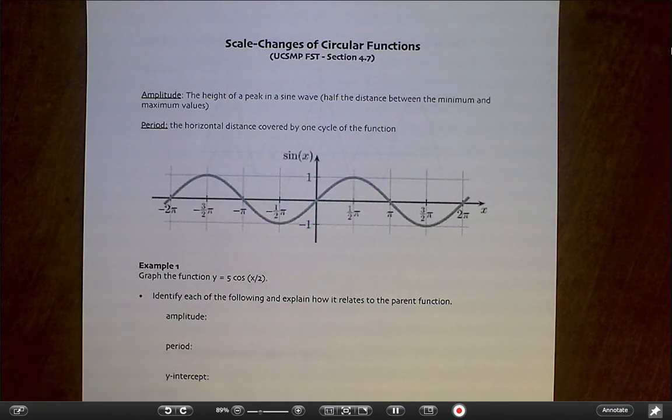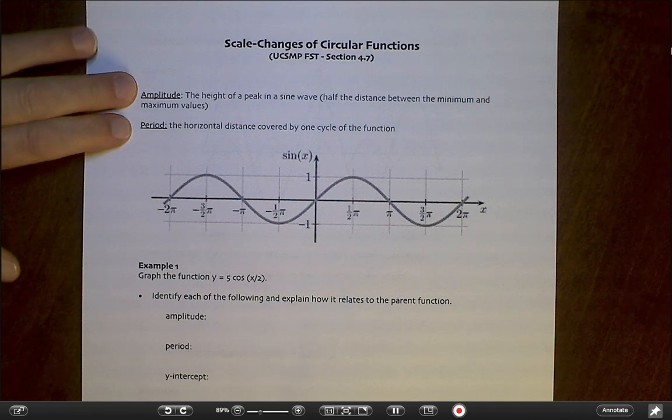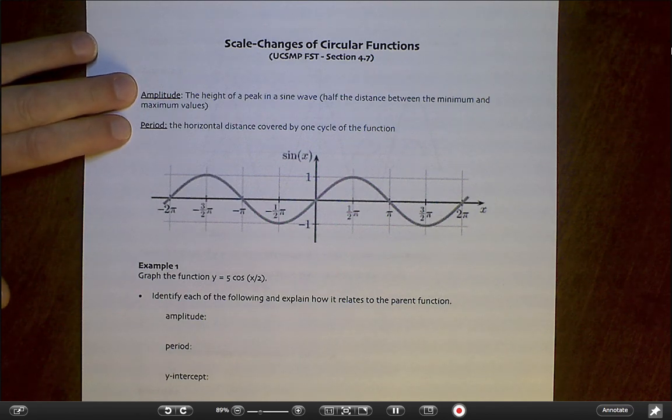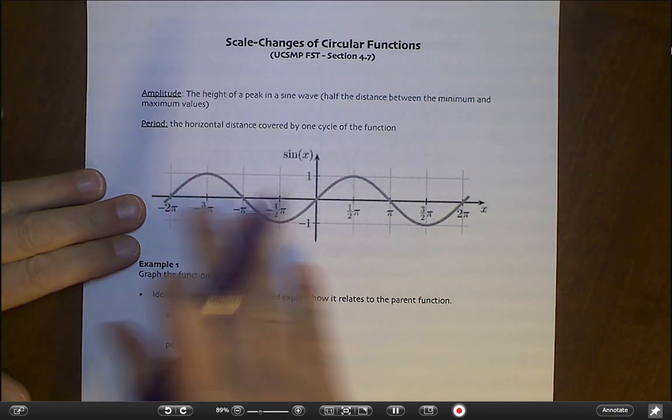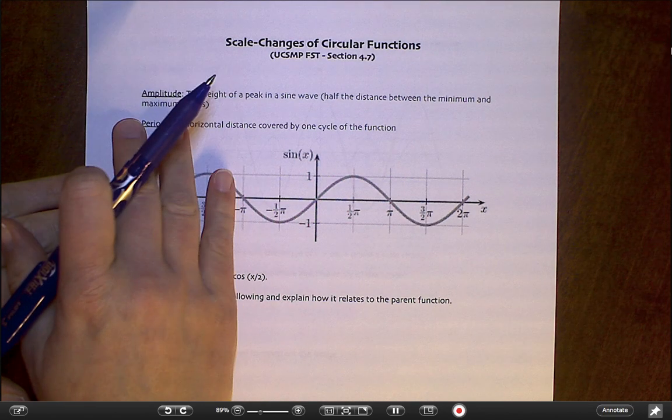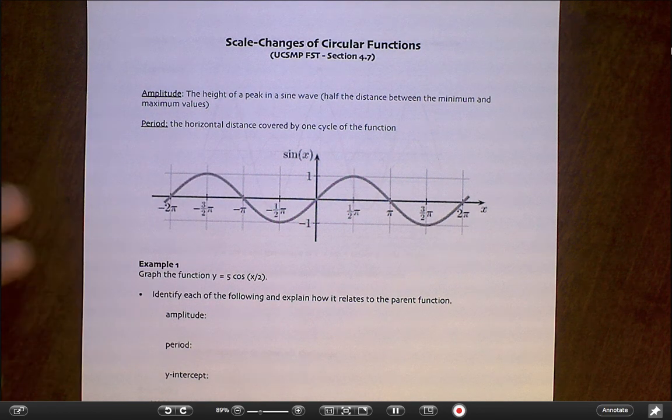So there's two aspects of the graph that we're going to be concerned about today, the amplitude and the period. And you are more than welcome to pause the video right now if you need to get those definitions written down. But I'm going to talk about the original parent function in terms of these terms. And then as we go through the examples today, we're going to start messing with these values a little bit. We're going to start changing them up.